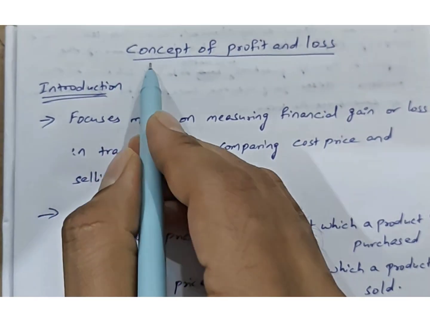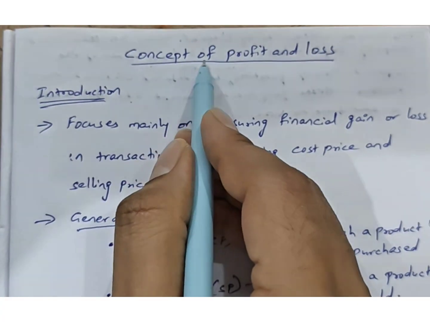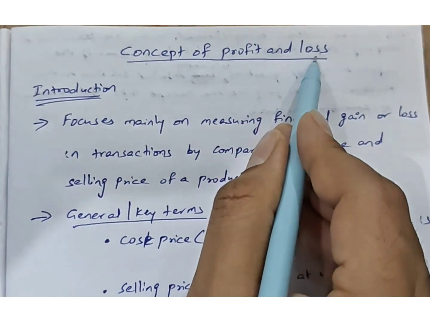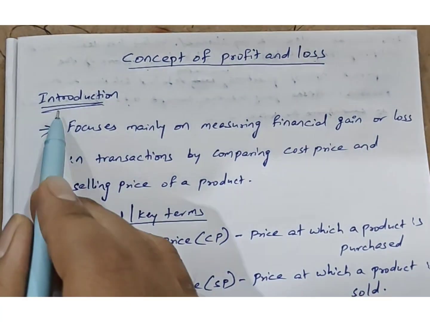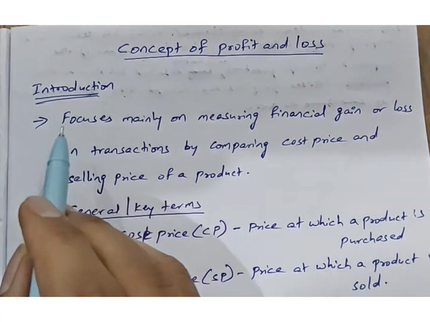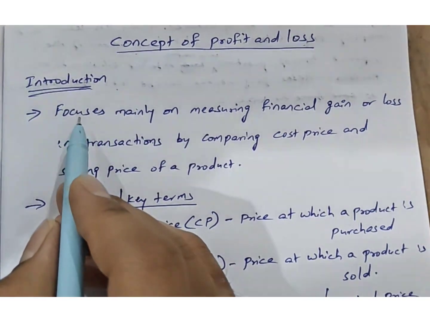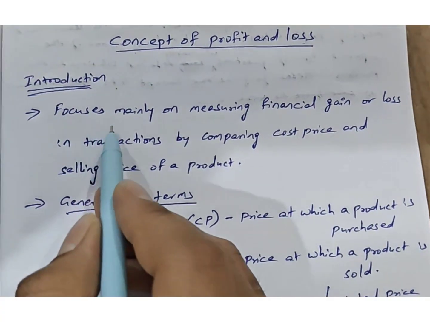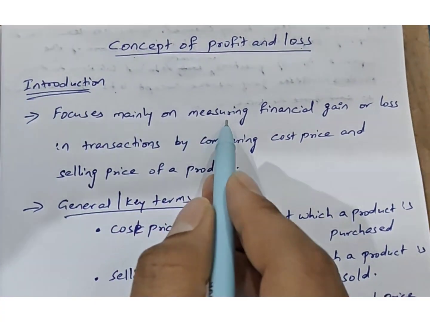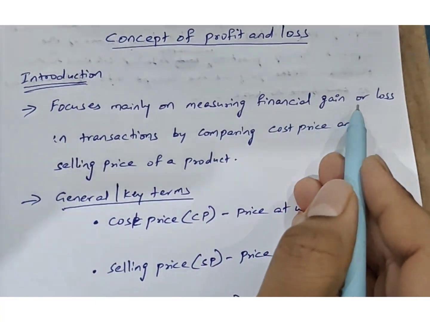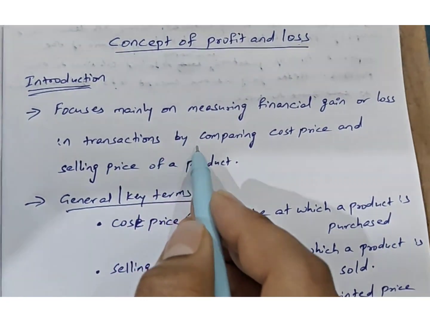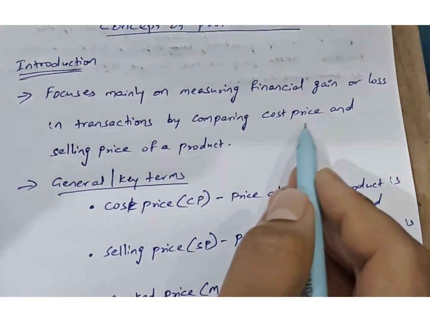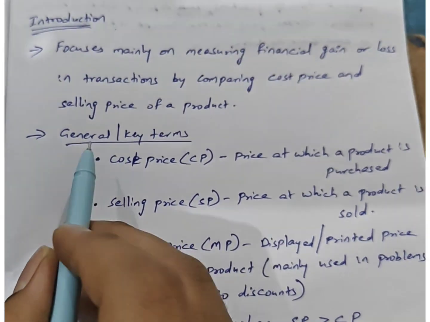Today let's learn about the concept profit and loss. We shall learn some of the important types of questions with examples and detailed solutions to the problems. Before going into the concept, let's get introduced to the topic. This topic mainly focuses on measuring financial gain or loss in the transactions by comparing cost price and selling price of a product. Now let us know about some of the general or key terms of the concept.